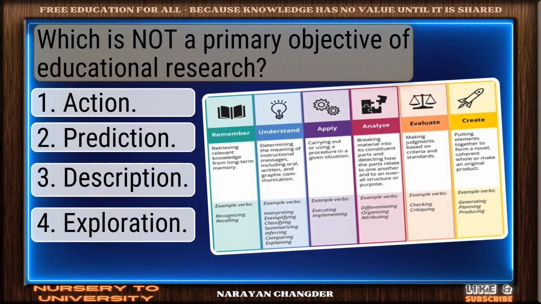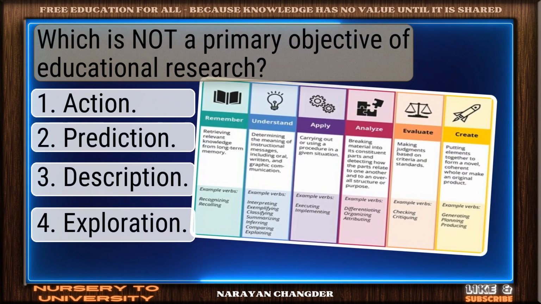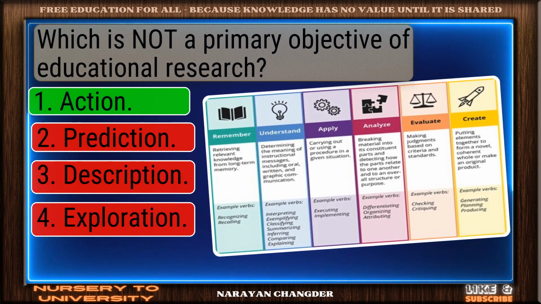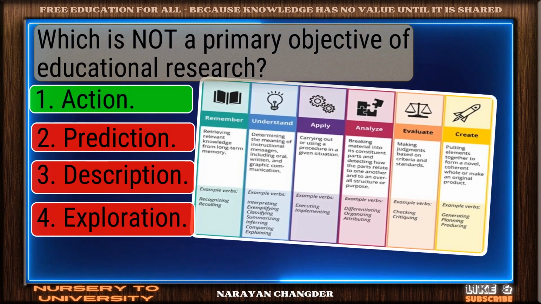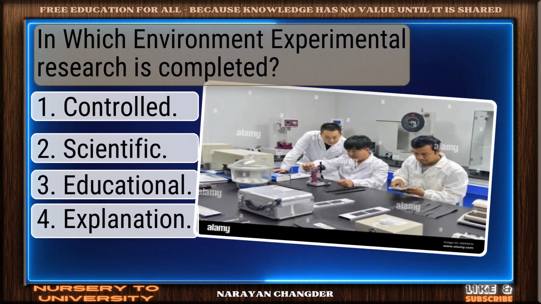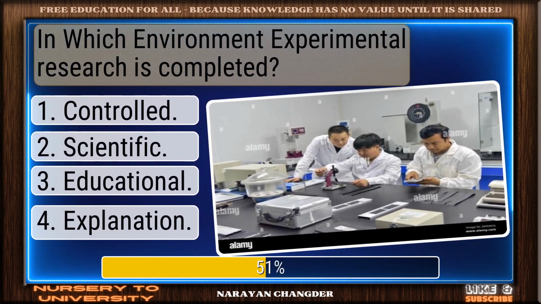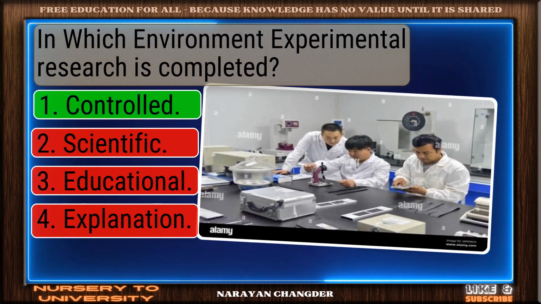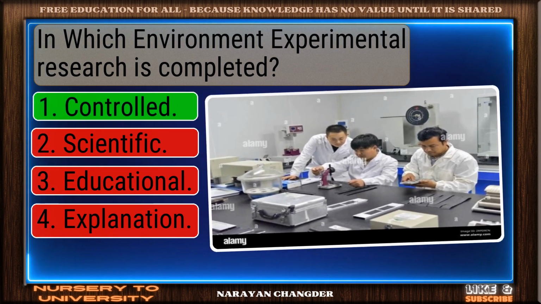Which is not a primary objective of educational research? On track. Action is the correct answer. In which environment experimental research is completed? Excellent choice. Controlled is the right answer.